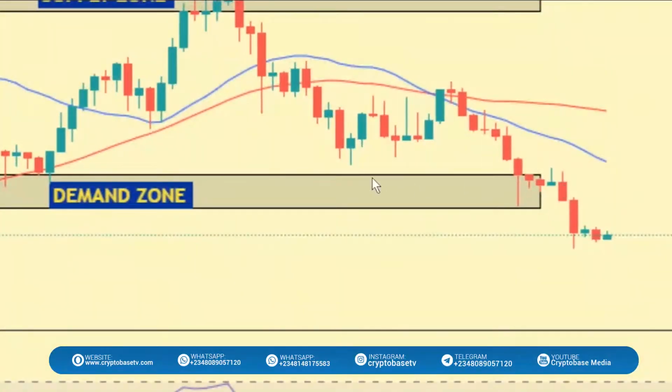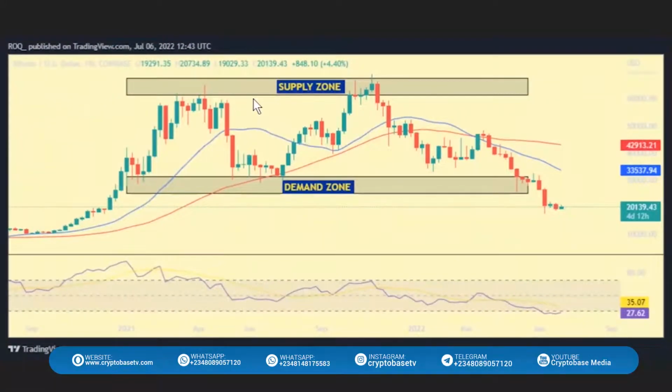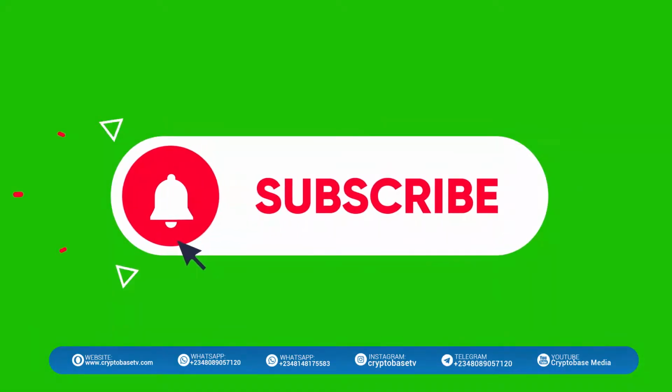So that is how a supply and demand zone looks versus how a support and resistance level looks.